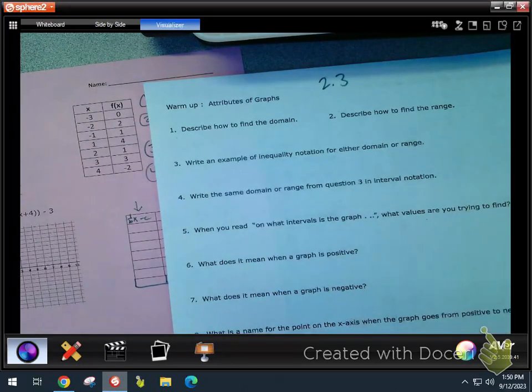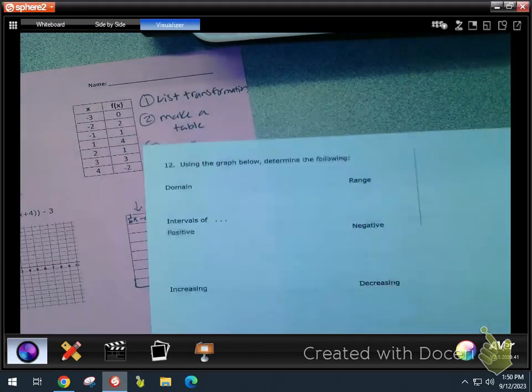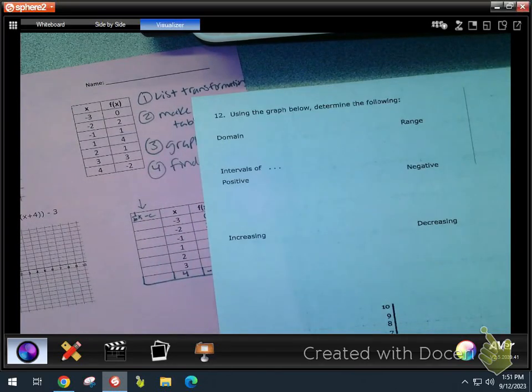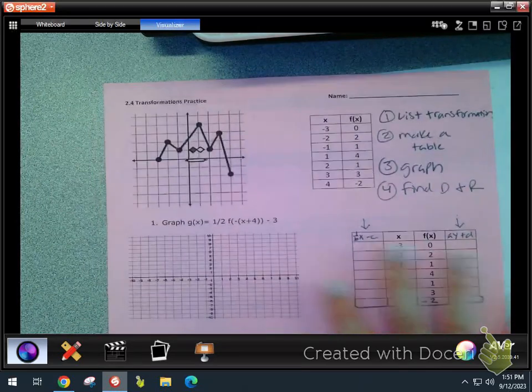Write some domain and range and interval notation. You're not going to have test questions necessarily like that, but this is to help remind you of what to do with that stuff. And then there is a graph, and it asks you to do these things here. So I'm going to give you probably a timer of 25 minutes, maybe, we'll see, to work on these two things.